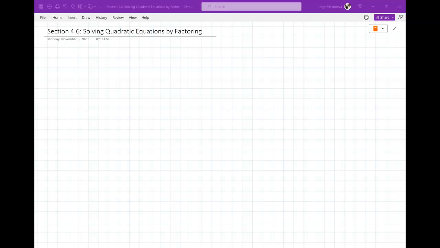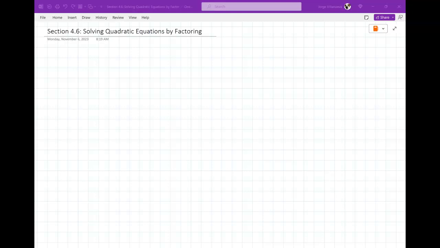Section 4.6, solving quadratic equations by factoring. In the last two lessons, we learned about factoring using the X method, factoring using differences of squares, factoring by grouping, factoring by common factors. We're going to take all that and put it together into one lesson, and use it to solve.